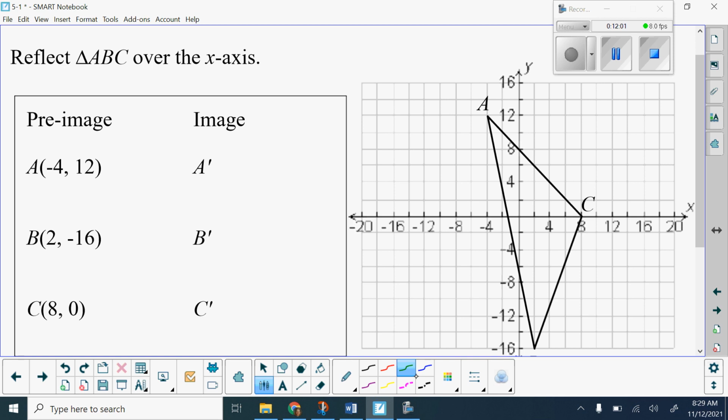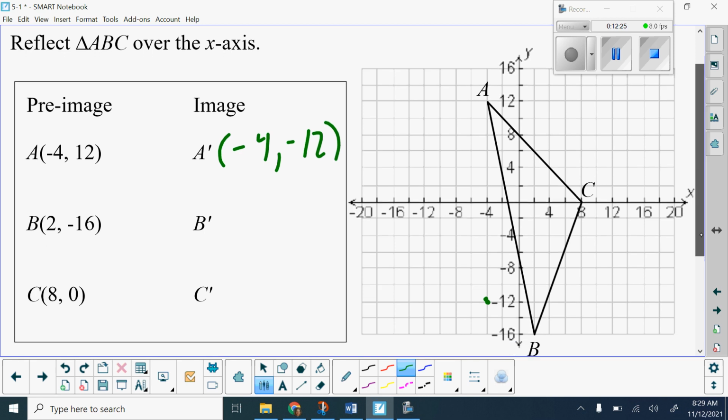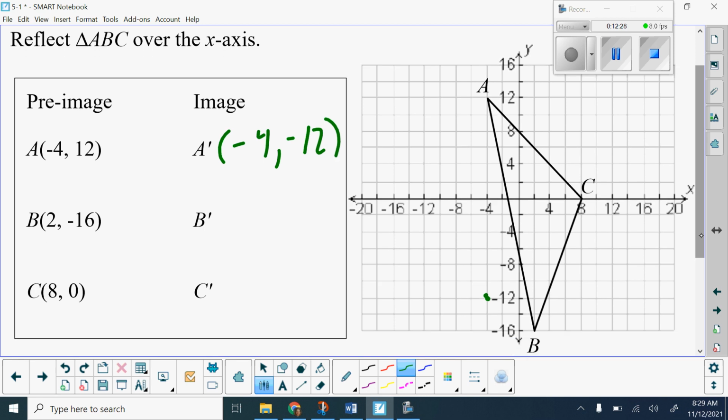So A right now is at -4, 12. So if I go to the x-axis, that means I'm counting 12 units. Notice the scale is 2. So that means I have to go on the other side down 12. So for A, I have -4, -12. For B, B's way down here. It's at 2, -16. So if I count up, 16 up, and then go 16 again, that means B is on 2, +16. C is on the x-axis, so when I try to flip it over, it still stays there. So I'm on 8, 0.